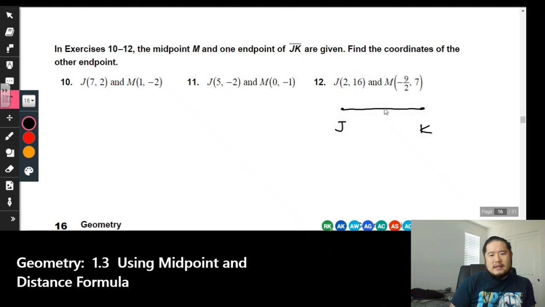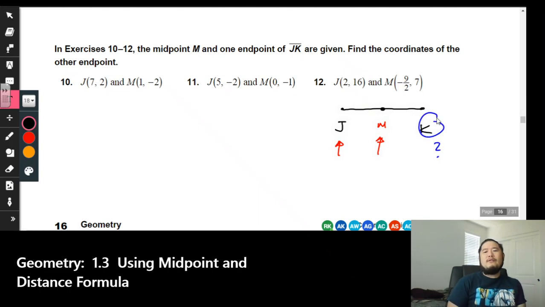And what they're saying is that they gave us J. This is given. The midpoint is given. That's what we need to find, is K. So I can't just plug things into the equation and solve it out, because they gave us different parts. But if you recall, we do use the equation. Let's go ahead and set it up right here.